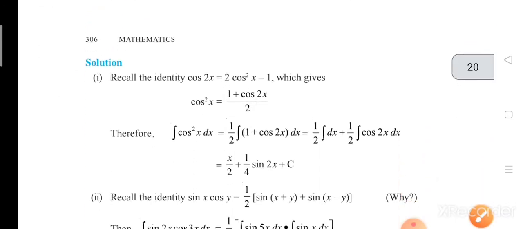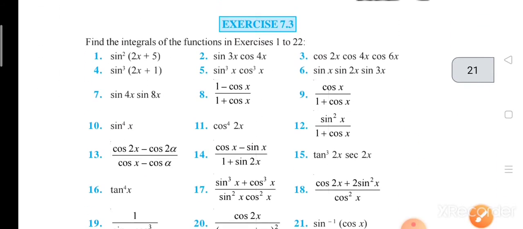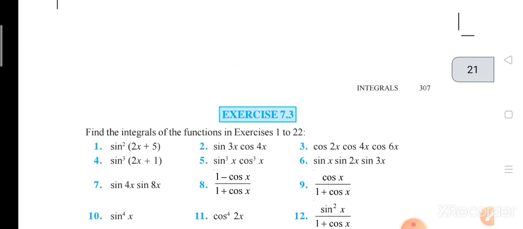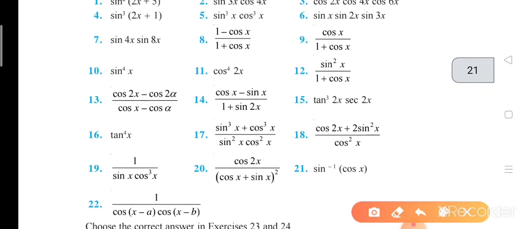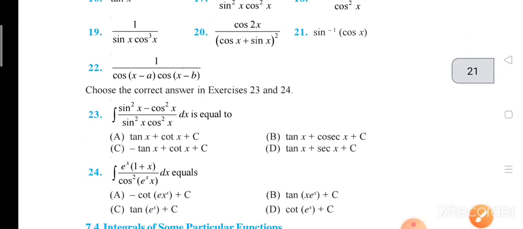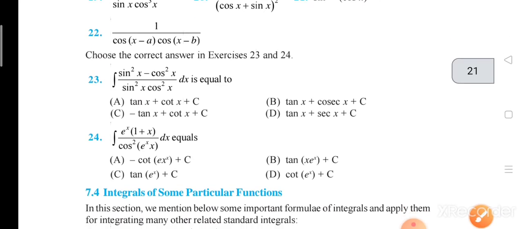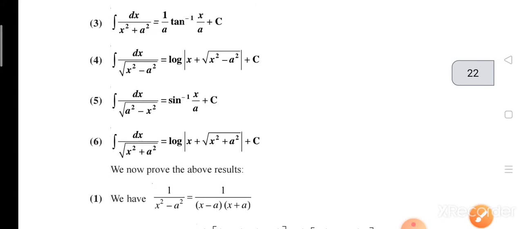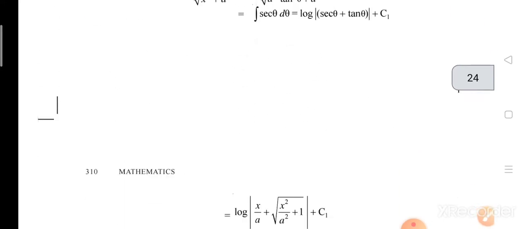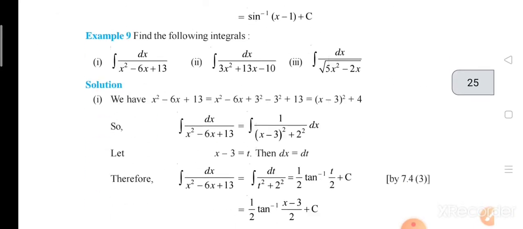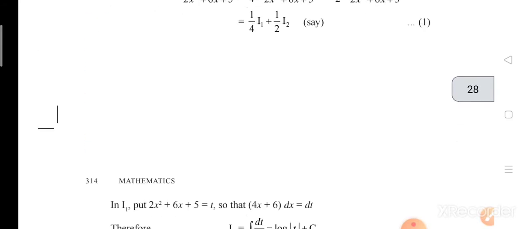Next exercise, all examples. From 7.3, we have 9, then we have 16, 17, 22, 23 and 24. Integrals of some particular functions, all you have to learn with example. Then we have exercise problems.